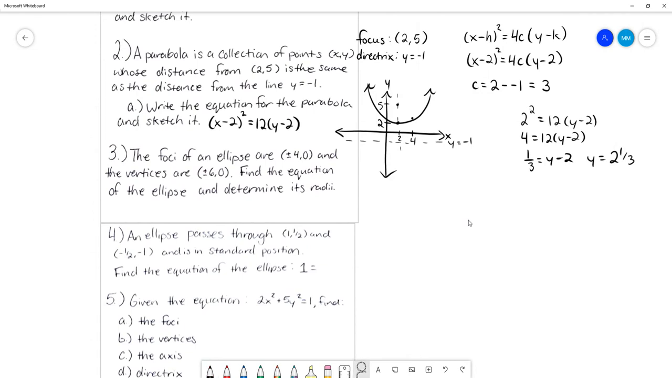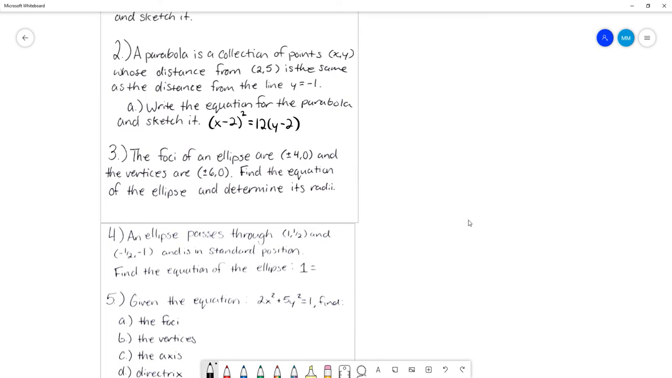But number 3, I'm going to erase this so we've got space for number 3. So number 3 says the foci of an ellipse are plus or minus 4, 0, and the vertices are plus or minus 6, 0. Find the equation of the ellipse and determine its radii. So this is an ellipse, so it's obviously going to be a different equation than before. And so the equation of an ellipse is going to be x minus h squared over some radius squared plus y minus k squared over some other radius squared, all equals 1.